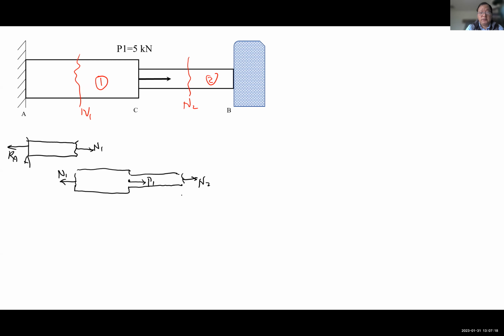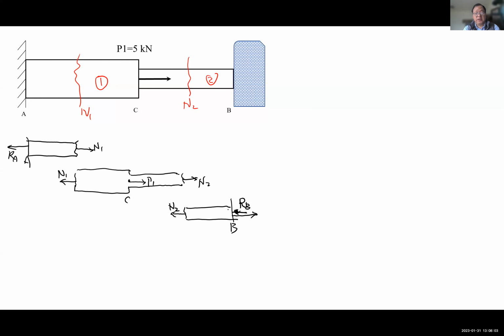I can also draw this one on the right, this portion here. This is the wall, so this is point B, and point C is here. Then this will be N2 as well. Here I have RB. If you don't know, you can just assume it's to the right, tension, just for ease, without thinking. So it's going this way. Sorry, RB. I just assume everywhere is tension.